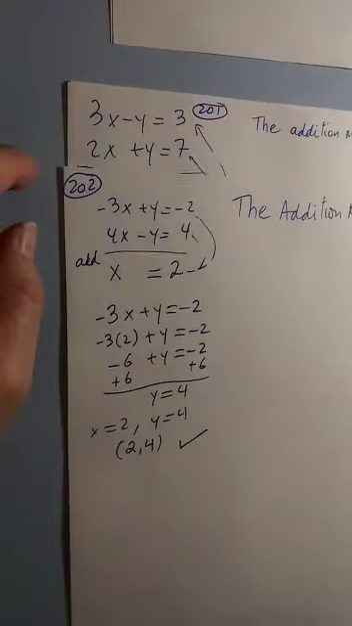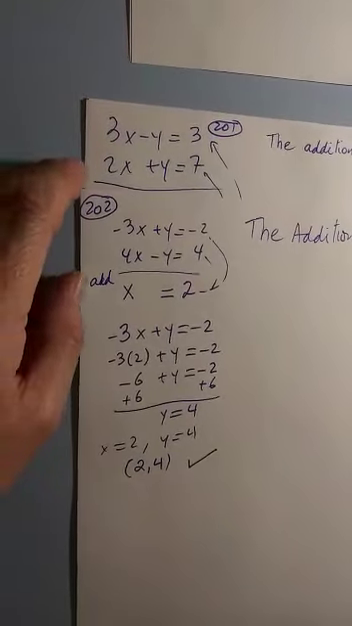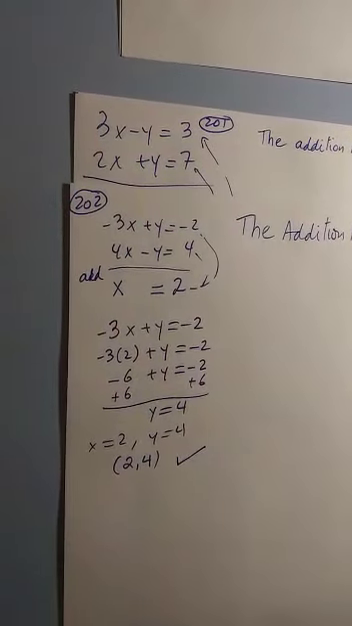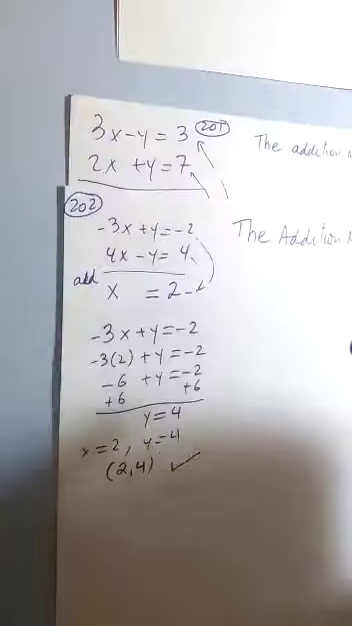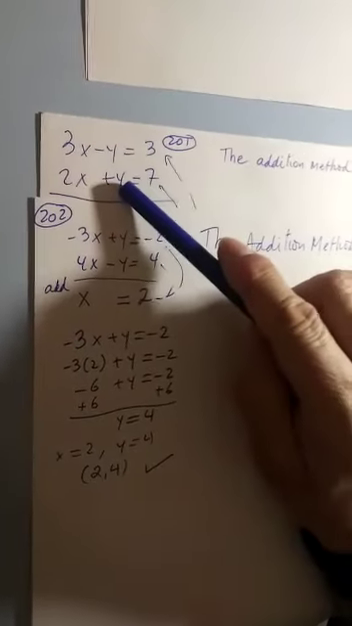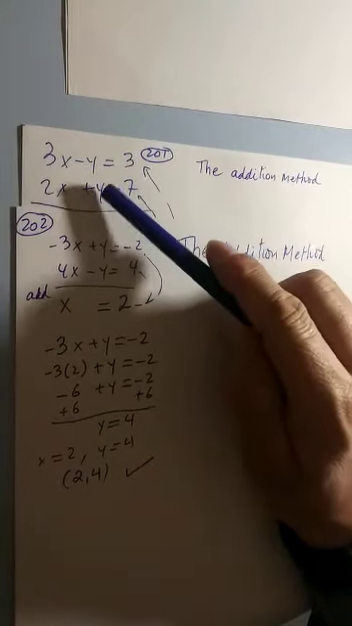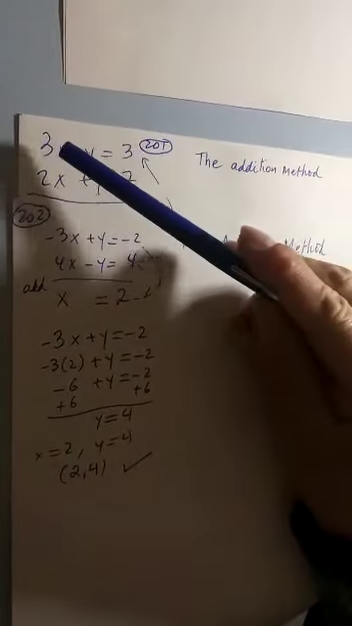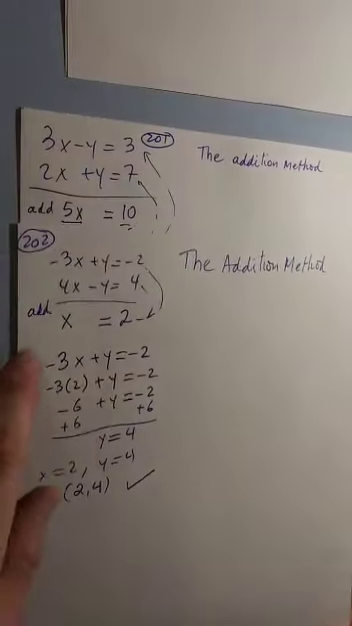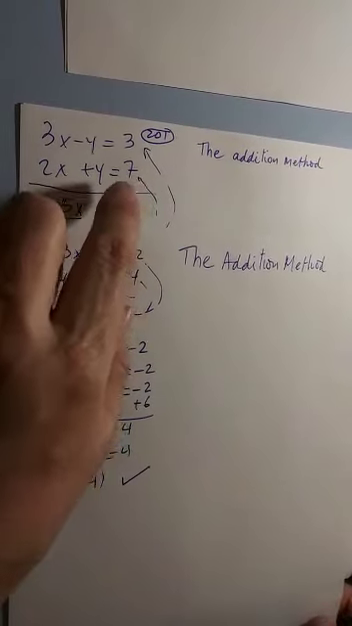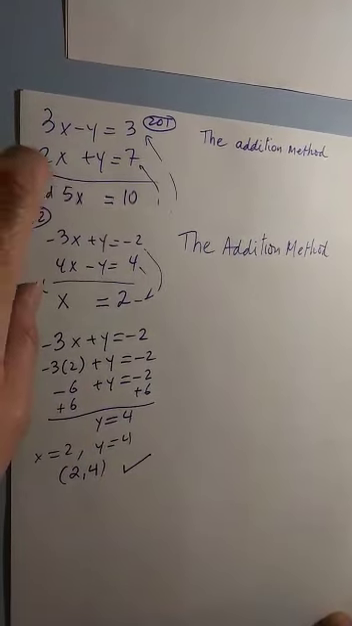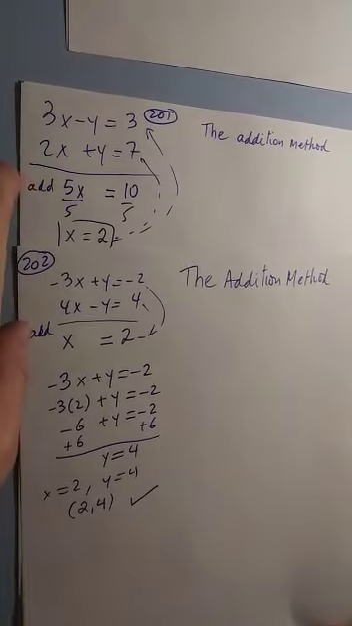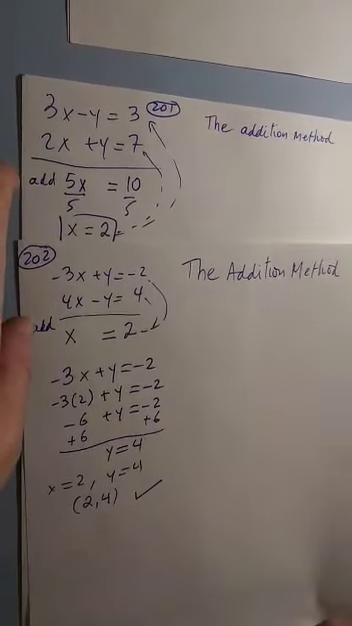Let's solve another problem. This one: 2x plus y equals 7, 3x minus y equals 3. In this system we have a minus y here and a plus y. Minus y plus y will cancel if we add these equations. So if we add them, we get 3x plus 2x, which is 5x. 3 plus 7 is 10. 5x equals 10 is a linear equation in one unknown, x. Divide both sides by 5, and that'll give you x equals 2.